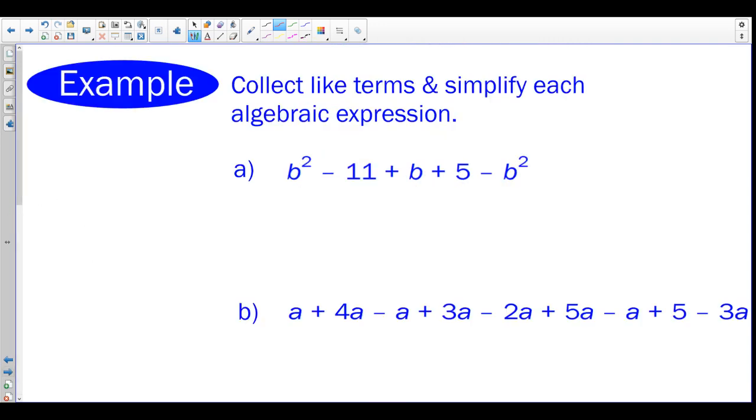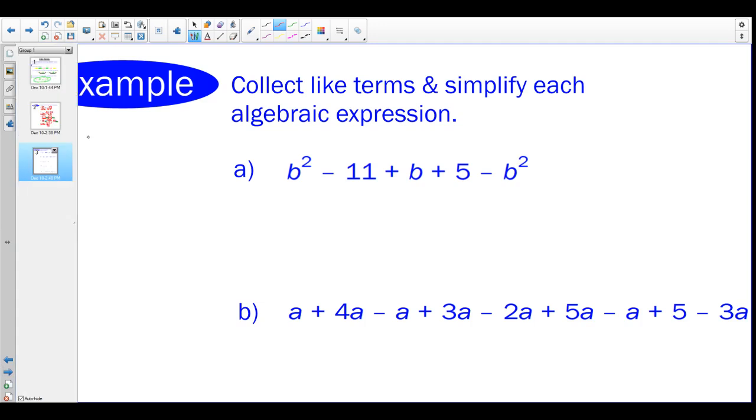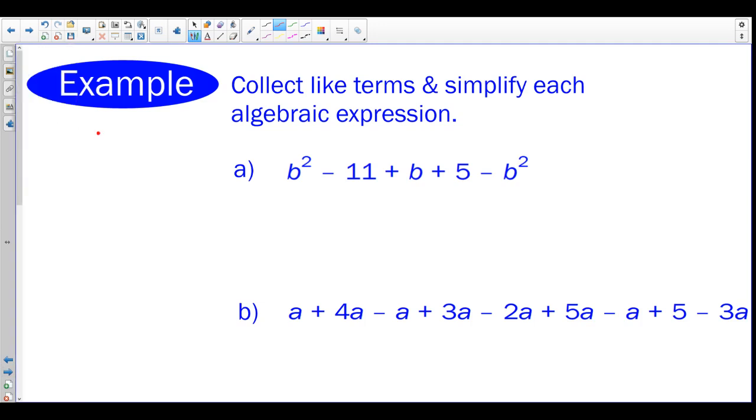Now, we'll do some more examples here, and we're actually going to go the whole distance now. Collect your like terms and simplify each algebraic statement. So first of all, we're going to put stuff with the like terms. We've got b squared, and we should identify if there's any other b squareds. There is, minus b squared. So we'll put minus b squared.